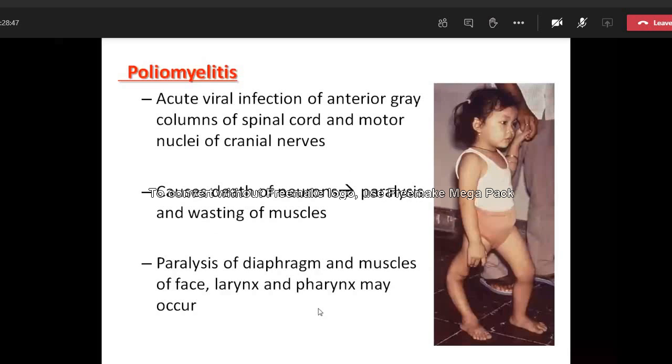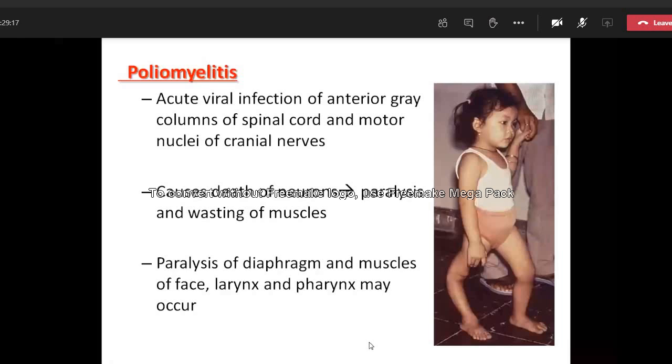What is poliomyelitis? It is a viral infection of the gray column, or gray horn, of the spinal cord. It is an acute viral infection of the gray column of the spinal cord. The anterior gray column is motor, so the motor nuclei of the cranial nerves will be affected. That leads to death of neurons, so paralysis of the muscle can occur. This leads to polio. Poliomyelitis is nothing but the viral infection of the anterior gray column.